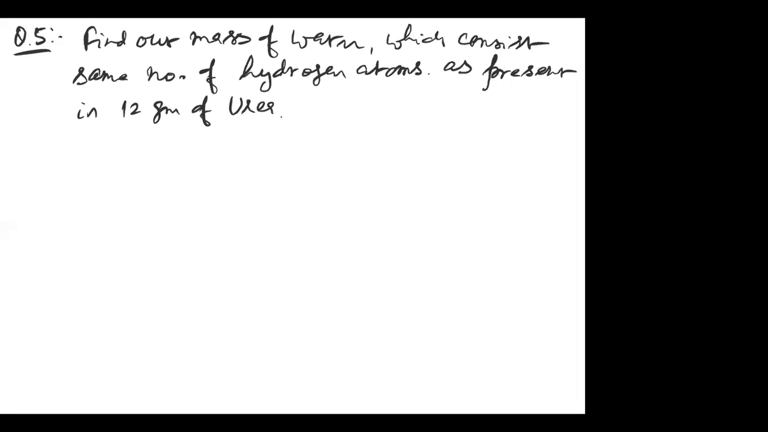Find out the mass of water which consists of the same number of hydrogen atoms as present in 12 gram of urea. Let's say we have X gram of water, and the mass of urea is already given as 12 gram. The molecular formula of urea is CO(NH2) whole twice.